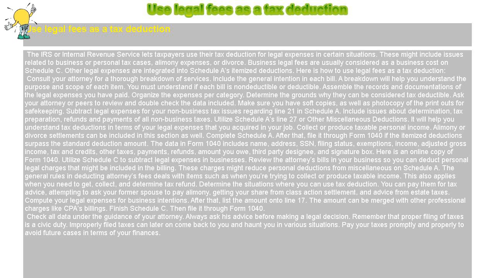Remember that proper filing of taxes is a civic duty. Improperly filed taxes can later on come back to haunt you in various situations. Pay your taxes promptly and properly to avoid future cases in terms of your finances.